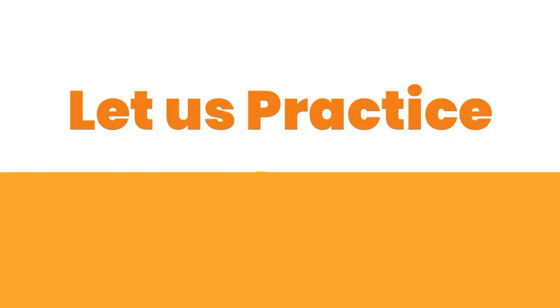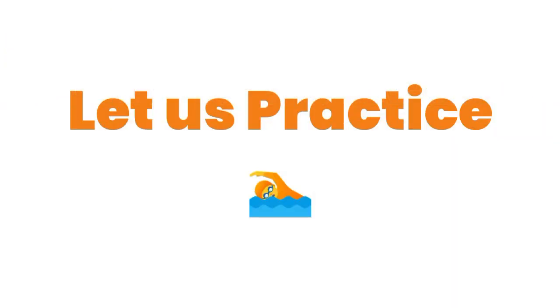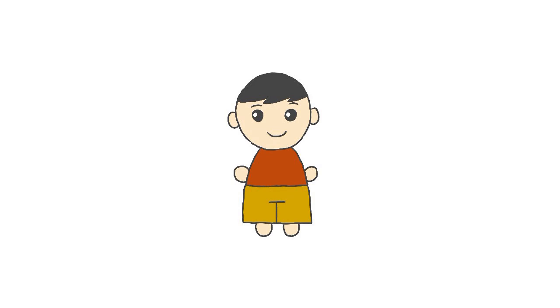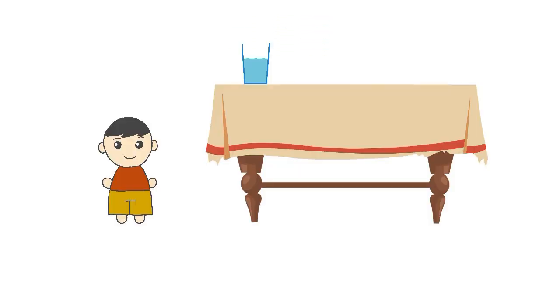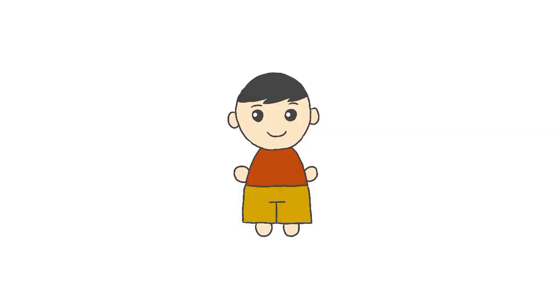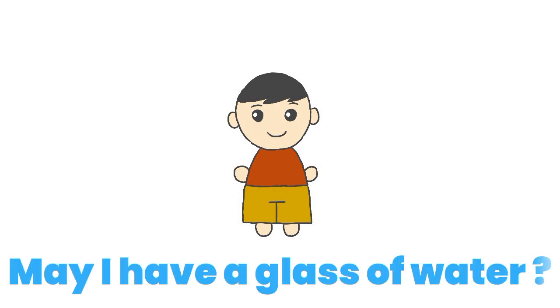Well, let us practice what you can say when you need to ask for a glass of water. This is Bob, and Bob needs to ask for a glass of water. To ask for a glass of water, Bob needs to say, "May I have a glass of water? May I have a glass of water?"